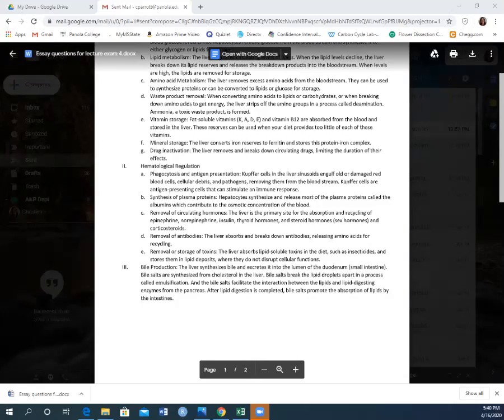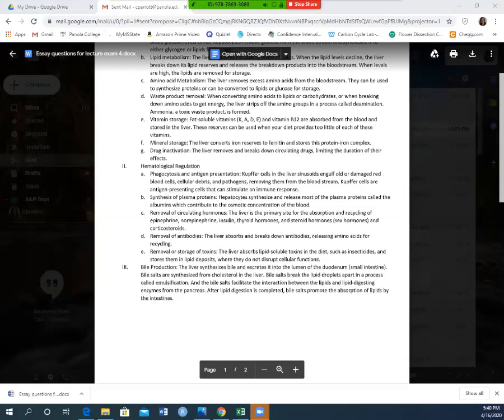It also removes excess thyroid hormones and steroid hormones, such as your sex hormones and your corticosteroids, which are usually called your stress hormones. Your liver can also remove antibodies. So the liver is going to absorb and break down antibodies. After those antibodies are finished with the immune response, you need to get rid of them. So the liver is the one that is going to get rid of those antibodies and break them down into amino acids, and it will store them in the liver and later recycle them to make more hormones or more antibodies or other kinds of proteins.